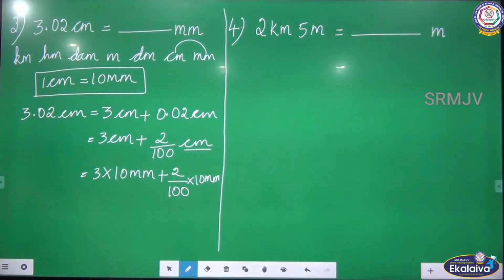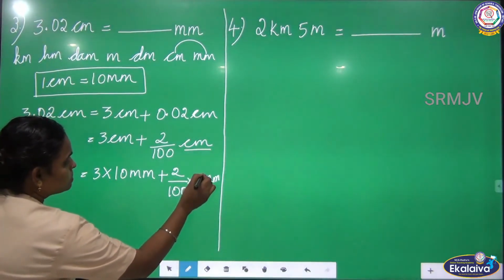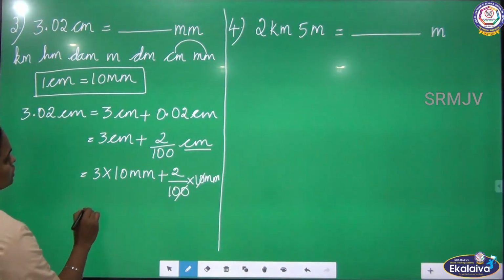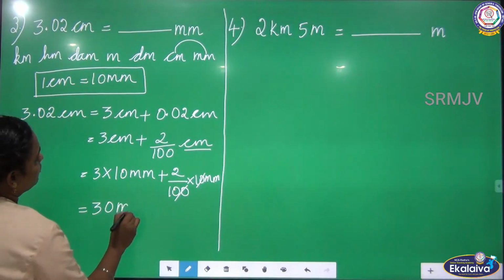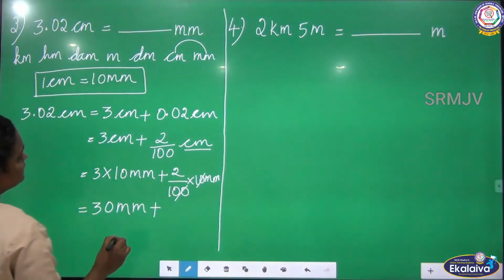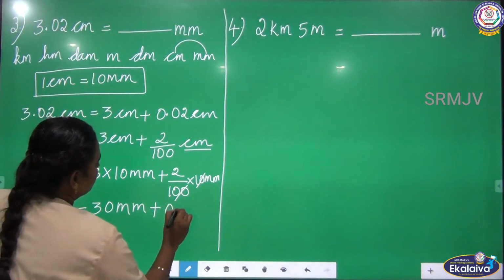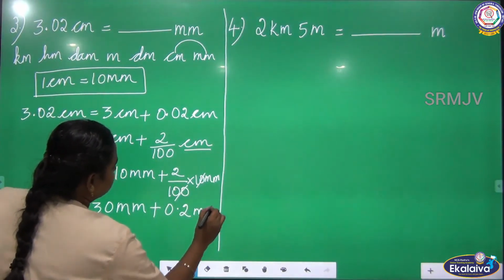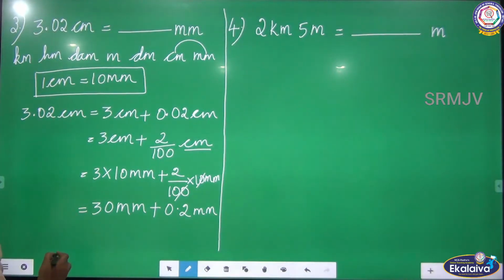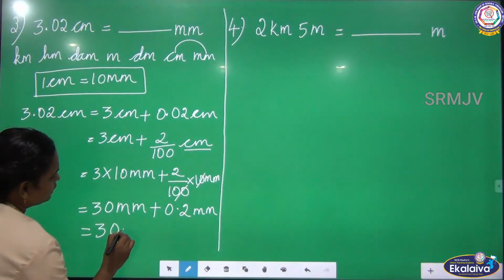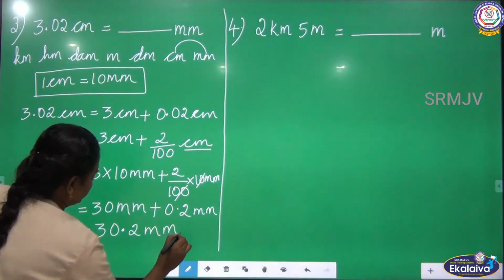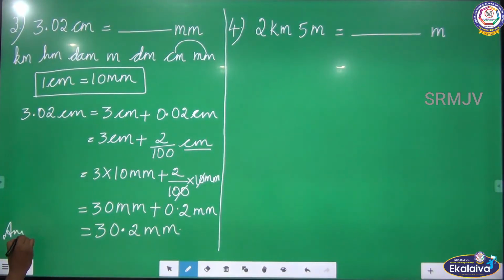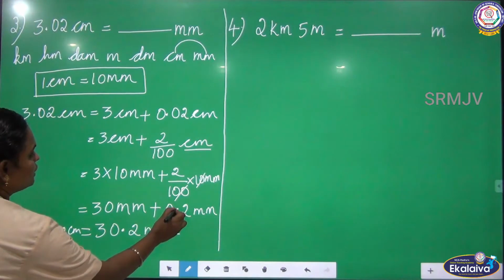So we'll cancel the 0 and the 0. So 3 into 10, 30 millimeter plus 2 by 10 is 0.2 millimeter. So 30 plus 0.2, 30.2 millimeter. So the answer is 3.02 centimeter equals 30.2 millimeter. So 2 by 10 is 0.2.